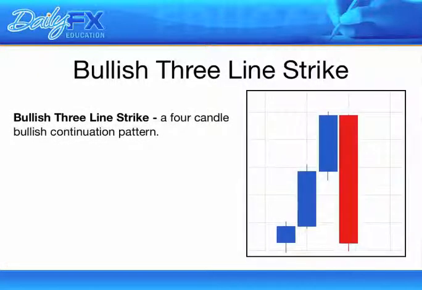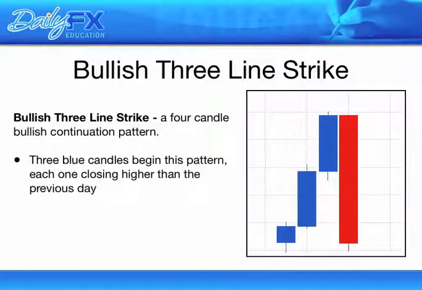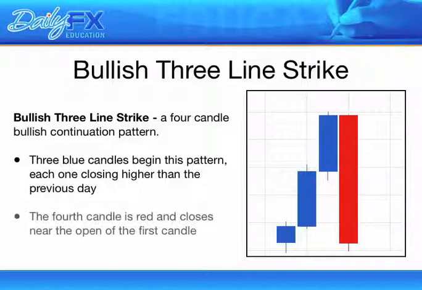Next, we have the bullish 3-line strike, which is opposite of the bearish 3-line strike. This begins with 3 blue days occurring in a row, continuing an established bull trend. Each day should close higher than the previous day. Day 4 is then a red candle that closes near the open of the first day.